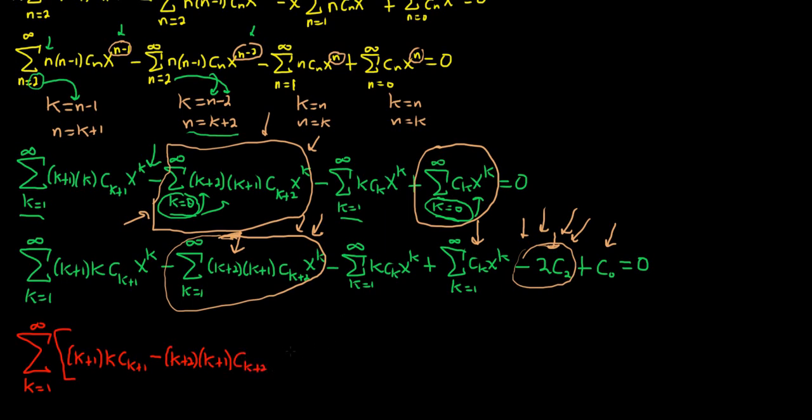Okay, and then minus, I'm just going down the line, I just looked at this one first. Now we looked at this one, everything still looks okay. Minus k c sub k, and then plus c sub k. Wow, ridiculous. x to the k. And then we have these little dangling parts, minus 2c2 plus c sub 0, and that's equal to 0.